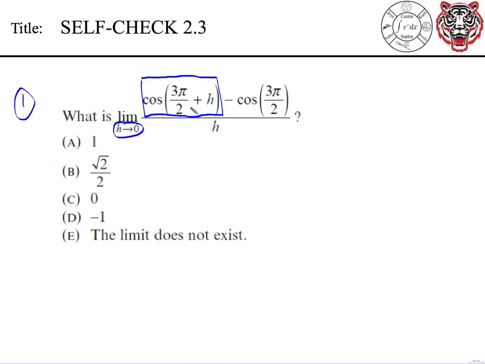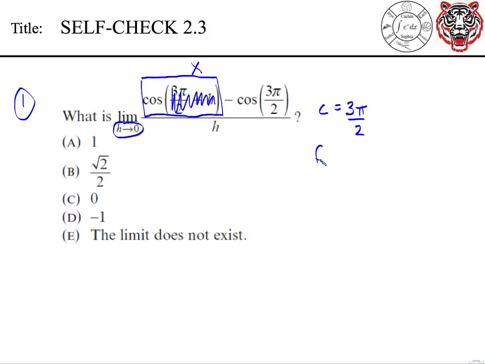No. So we have to figure out what our C is for our hot box. C is the thing being added to H. So our C is what? 3 pi over 2. 3 pi over 2, perfect. And then I do what with everything inside of the parentheses? Yeah, so scribble it out, turn it into an x.